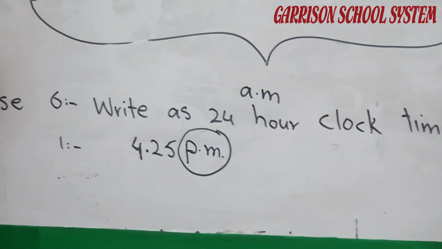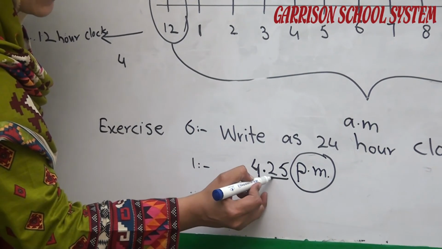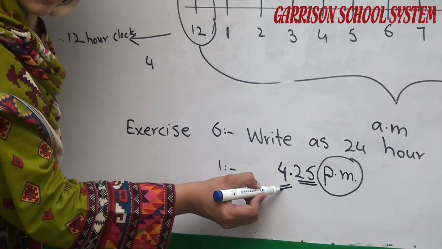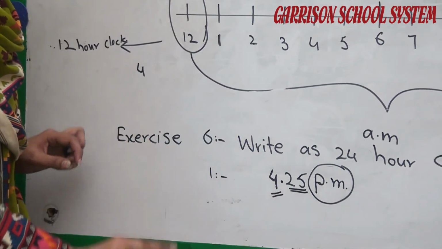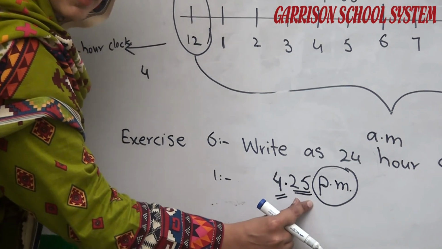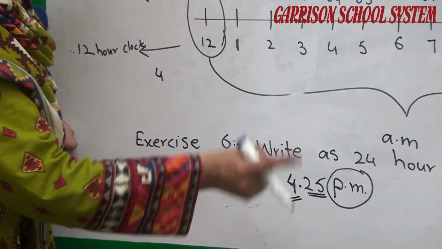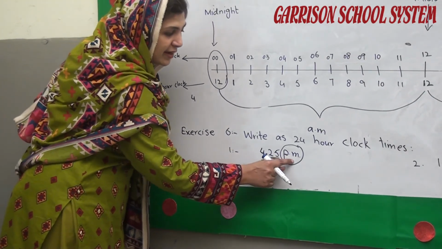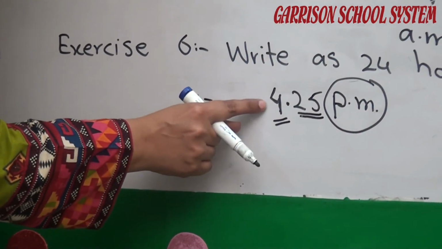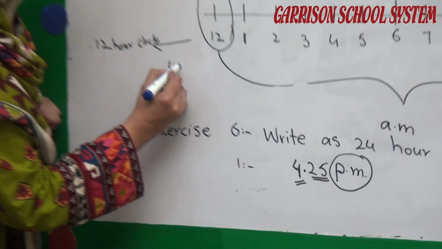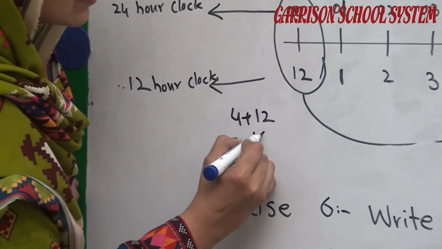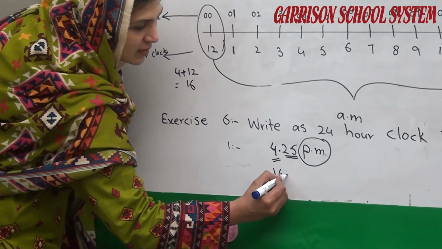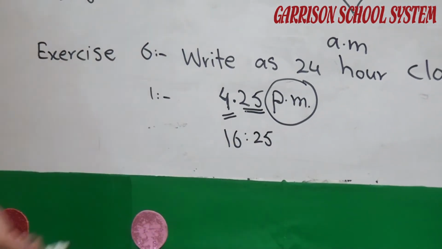4. Students, remember, these numbers show minutes and these numbers show hours. We do not need to convert the minutes because the minutes will remain the same. We need to convert the hours because here it is the PM period, so we have to add 12. In 4, we have to add 12. So we get 16, and we will write here 16, 25, and so on.